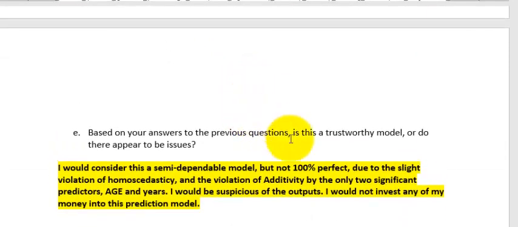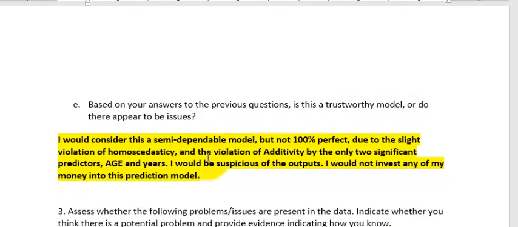E, based on the answers in the previous question, is this a trustworthy model? I would consider it a semi-dependable model. It's not perfect by far because it violates homoscedasticity a little bit. It violates multicollinearity, or what he calls additivity, by the only two significant predictors. So this part right here is going to become problematic, I guarantee you. And I would be a little bit suspicious of the output. And if I was investing my own personal money into this model, I would not.